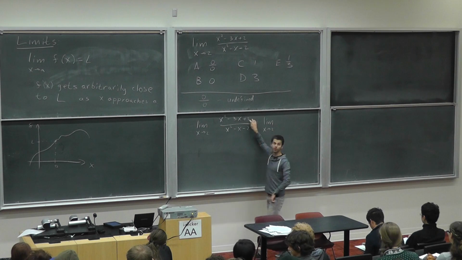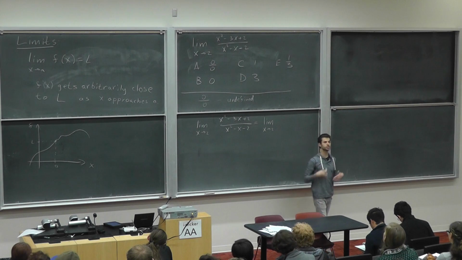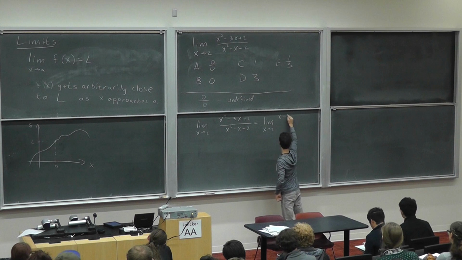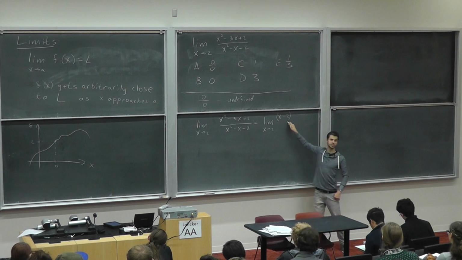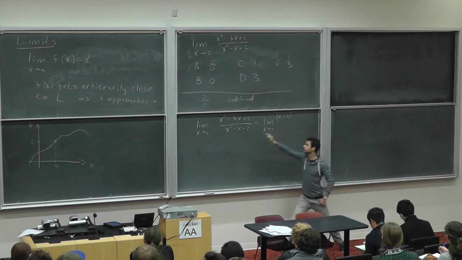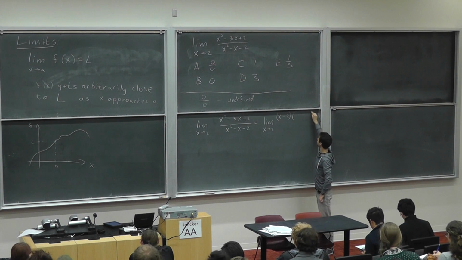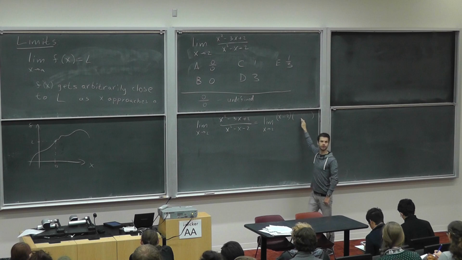So I already know not only that this expression can be factored, I also know one of the factors. It must be x minus 2. That's the thing which gets close to 0 as x is close to 2. And then I'm going to have some other factor.